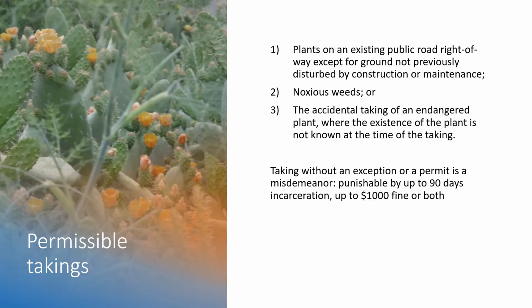Subdivision 2 of that same statute provides certain permissible takings. Relevant to townships, there are 3 important exceptions. First, plants on an existing public road right-of-way, except for ground not previously disturbed by construction or maintenance. Second, noxious weeds. And third, the accidental taking of an endangered plant where the existence of the plant is not known at the time of the taking. Each one of these is an exception from the general rule that it is illegal to take an endangered species.